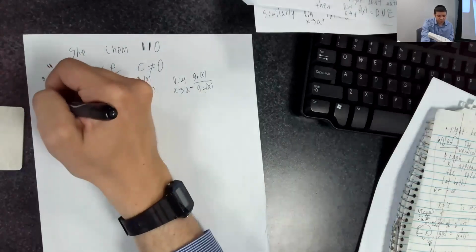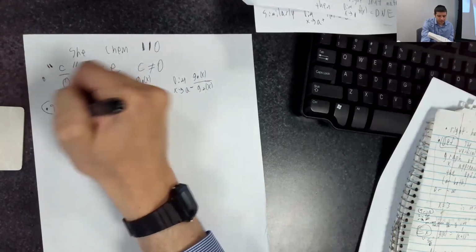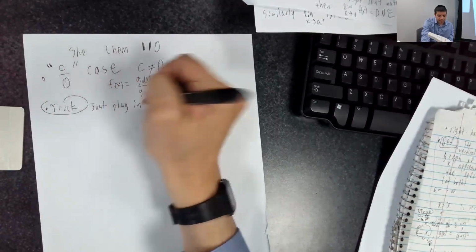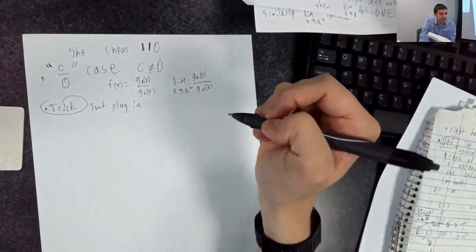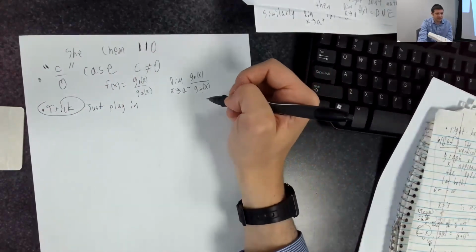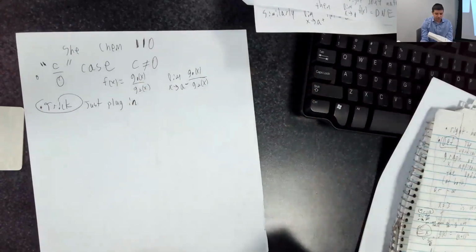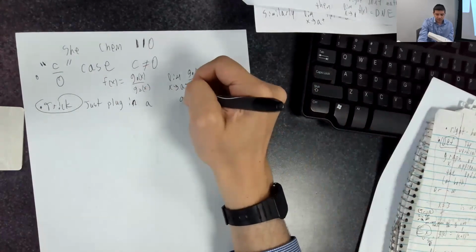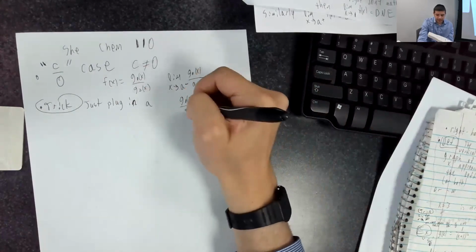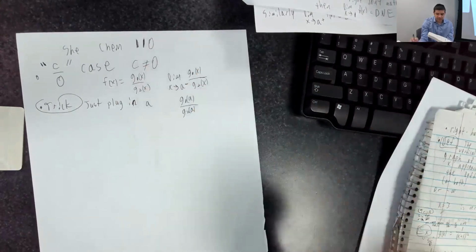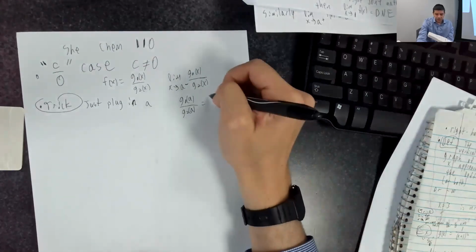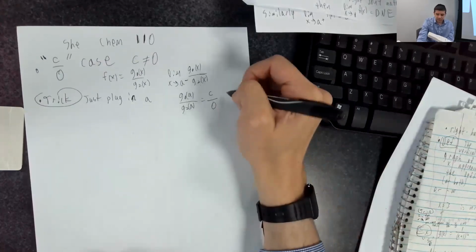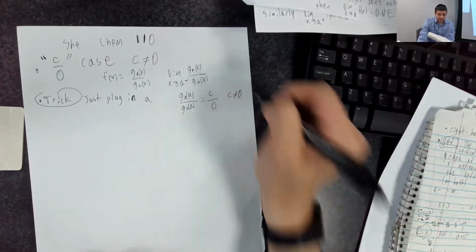So the trick: just plug in a, even if it doesn't make sense. That's why it's a trick. Tricks don't have to make sense. We'll just justify this trick. Just plug in a. So you're going to compute g1 of a and g2 of a. Suppose your numerator is C and your denominator is 0. But C is not 0.